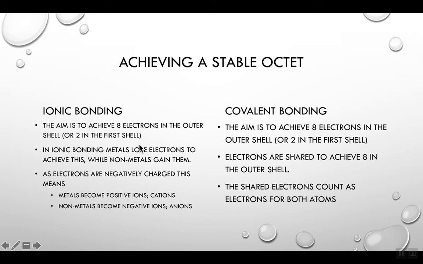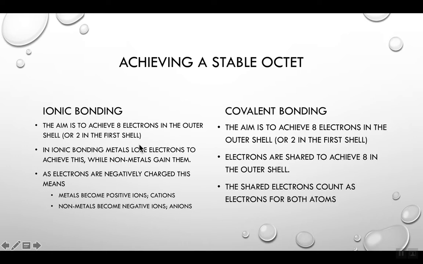So how do we work out how many of each element is supposed to be in a formula? Whether we've got ionic or covalent bonding, we're aiming in all cases to get 8 electrons in the outer shell. And that is always the case, except if what we're trying to fill is the first shell, in which case we want only 2 in there. Okay? We call this a stable octet.